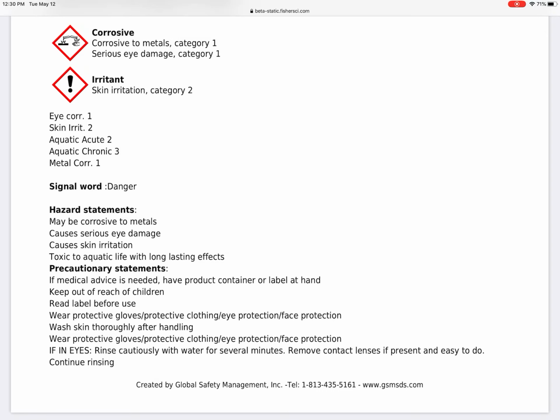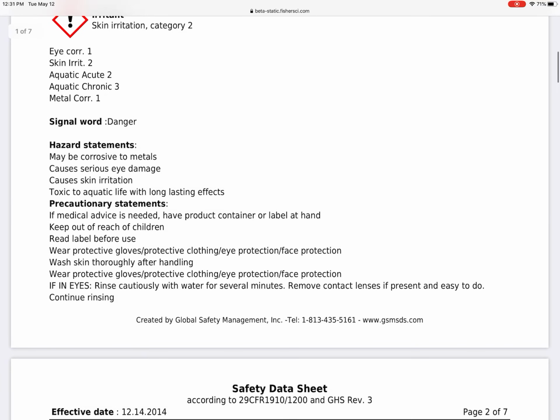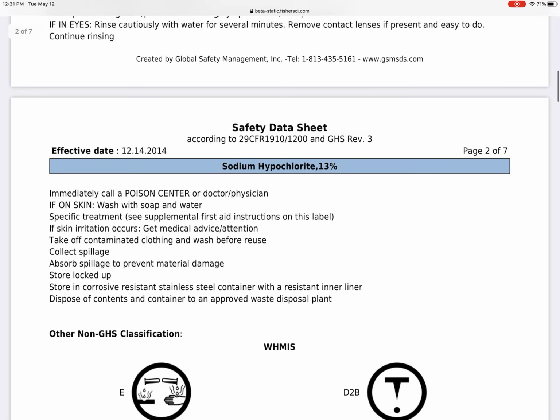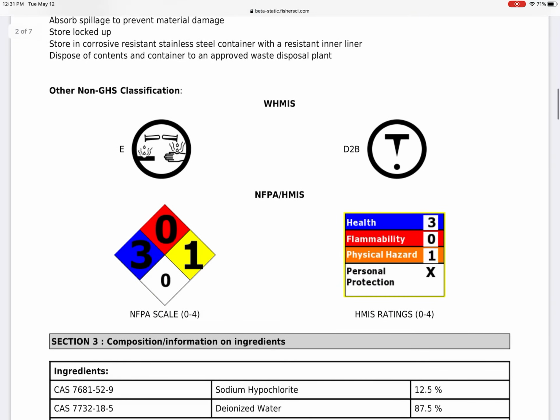Then it tells you to keep out of reach of children, wear protective gloves. If it's in your eye, rinse cautiously with water for several minutes. Remove contact lenses if present and easy to do. Then it goes on to tell you what happens if you get it on your skin, and then how to dispose of the contents.